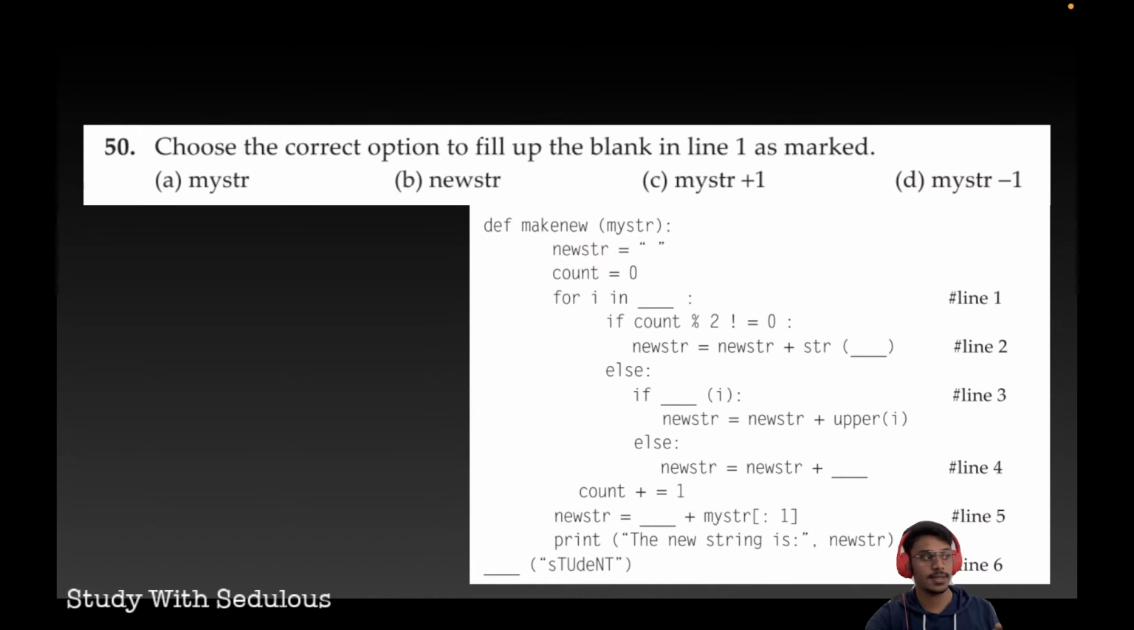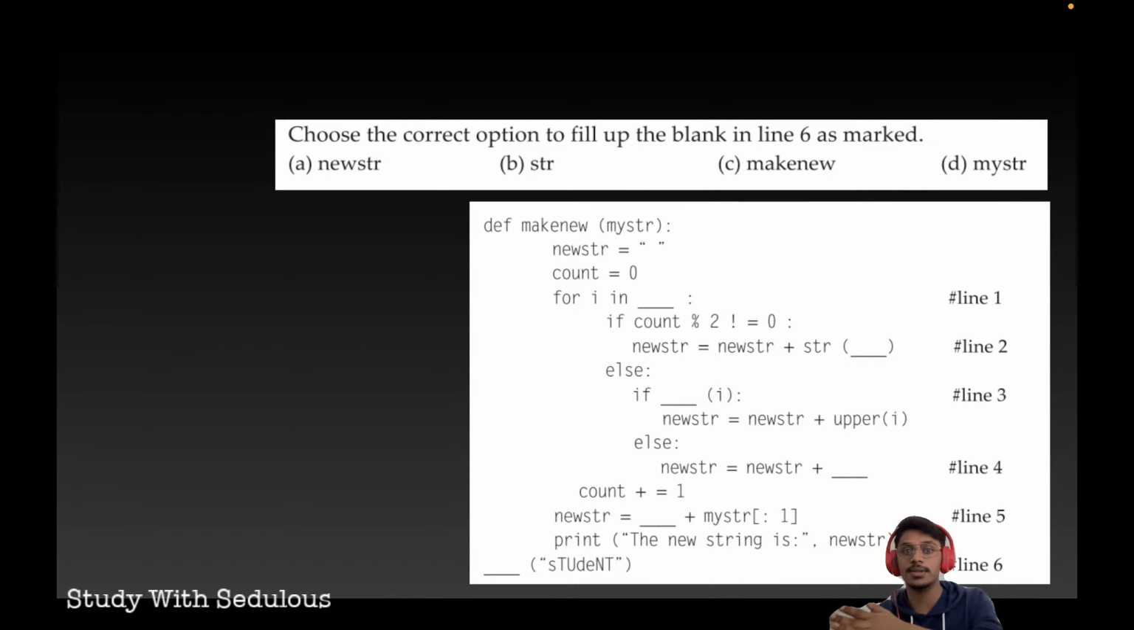First one, for I in, we don't know what is the next one. So we'll just go with this 56th one. What is the 56th one? In line number 6, what will be filled? There's only one definition that we have, make, and that is make new my string. And my string would be student. So this should be make new. And option C should be right. And it is option C.